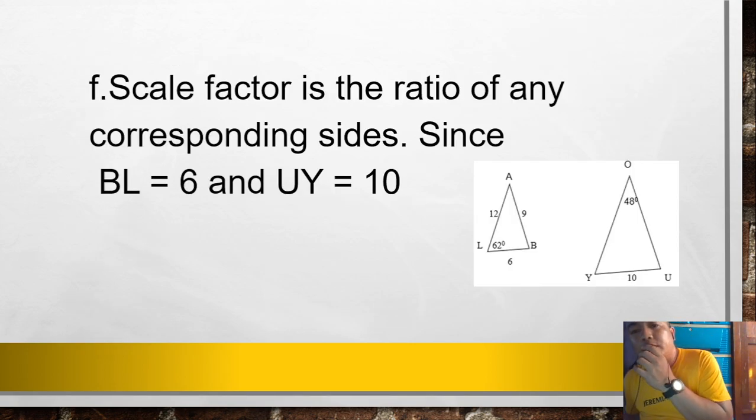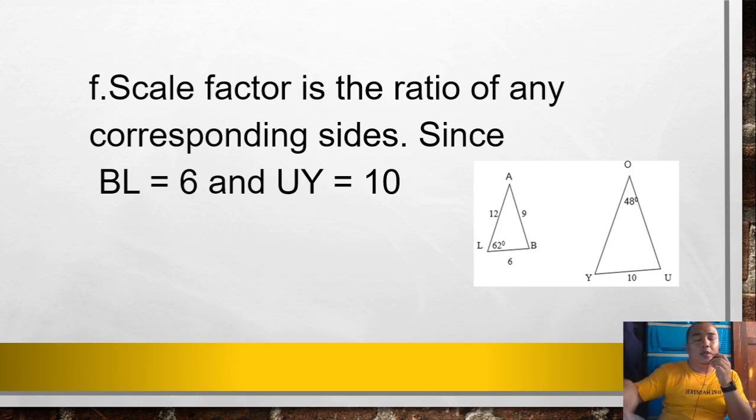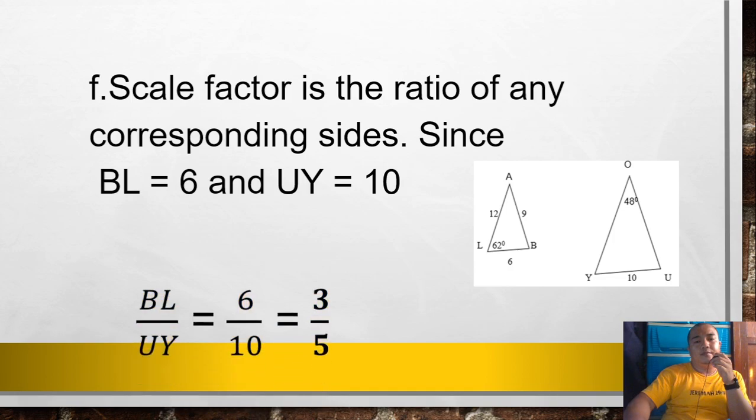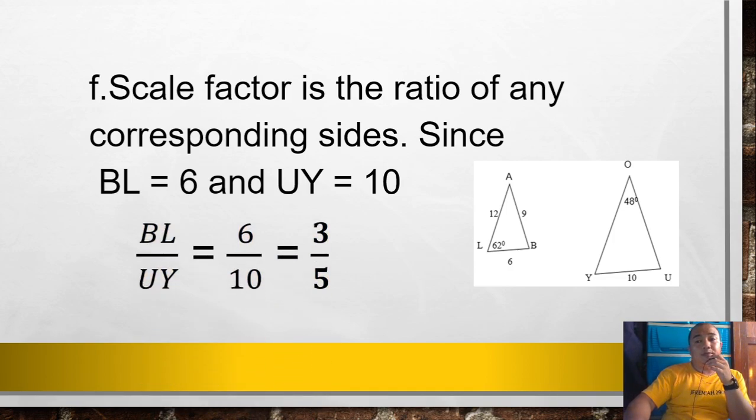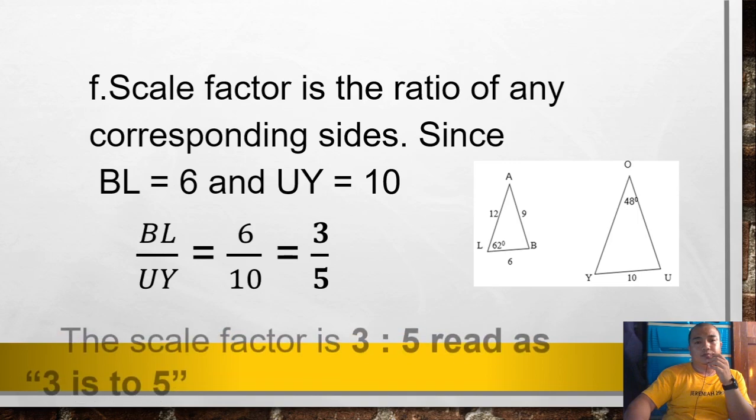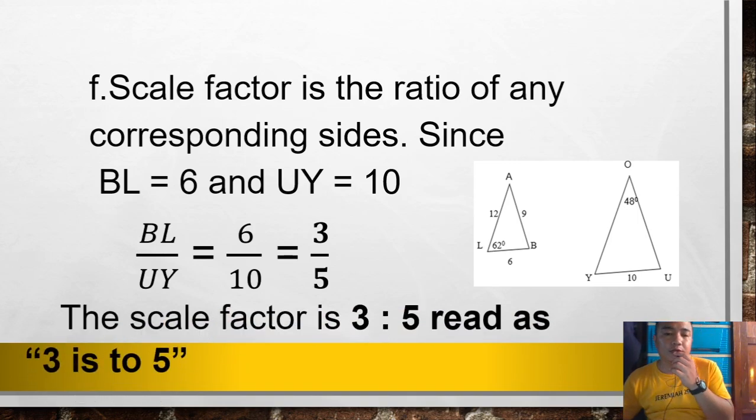Therefore, the scale factor is the ratio of any two corresponding sides. Since BL is 6 and OU is 10, 6 over 10 is 3 over 5. That is the ratio, or the ratio of similitude between the two similar triangles. So the scale factor is 3:5, read as 3 is to 5.